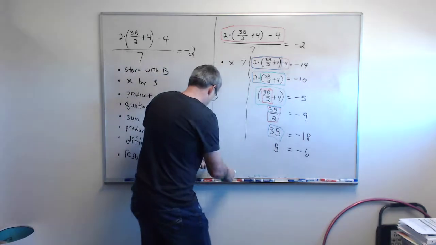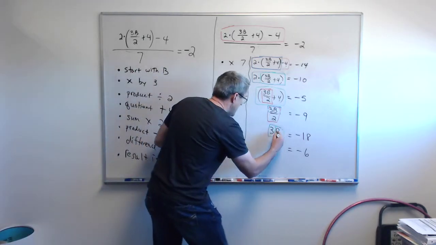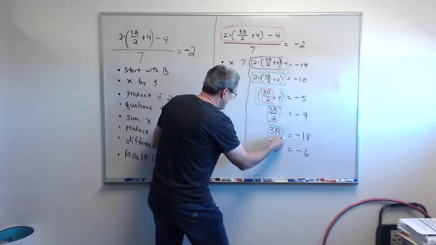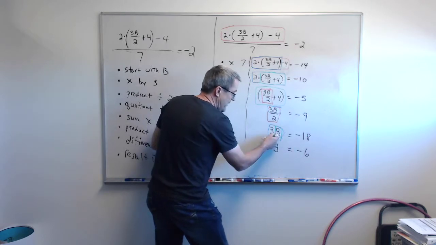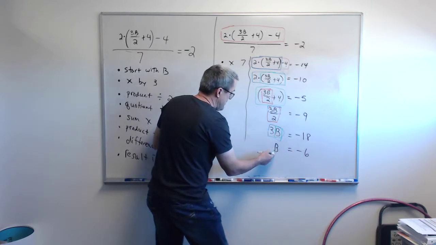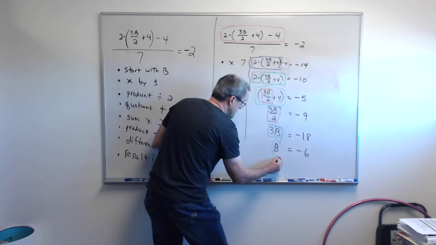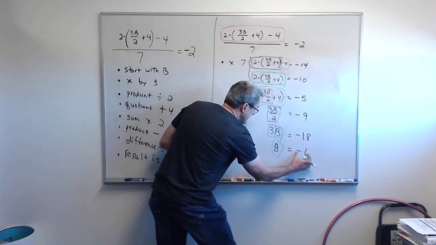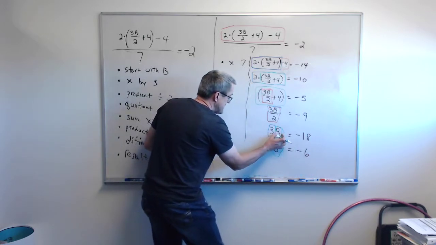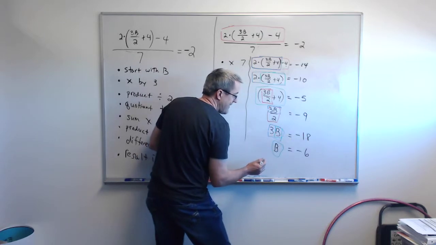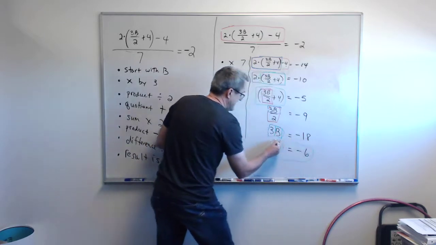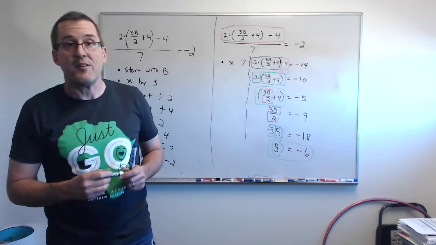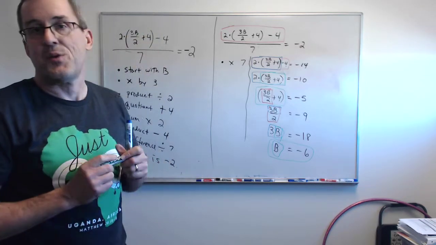Now, let me grab one more color. 3 times something is negative 18. What would that something be? Well, 3 times negative 6. So this b must be negative 6 because if b is negative 6, 3 times negative 6 is negative 18. And so now I have the value of b that satisfies this equation.